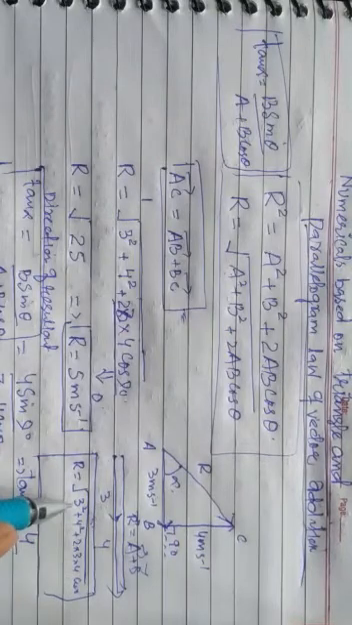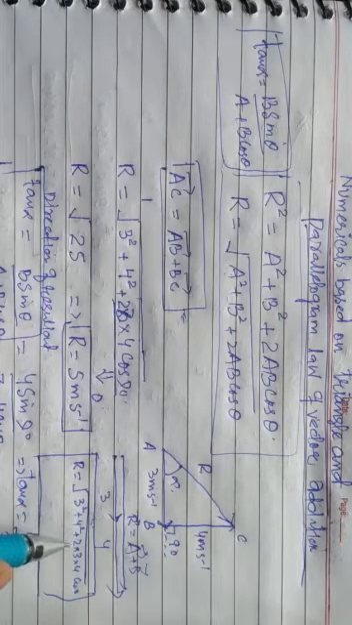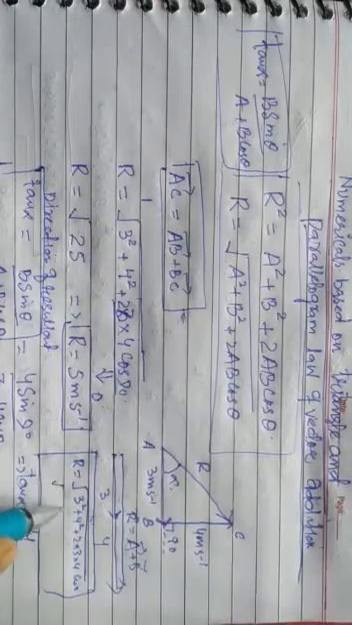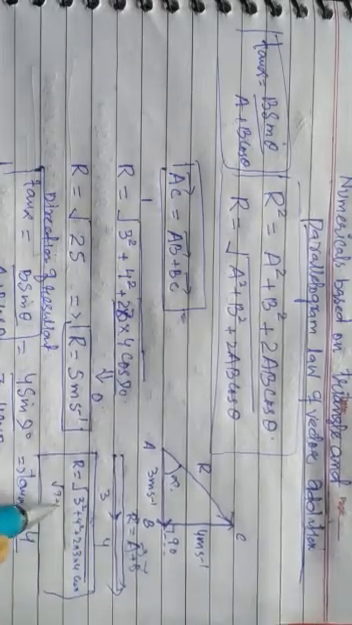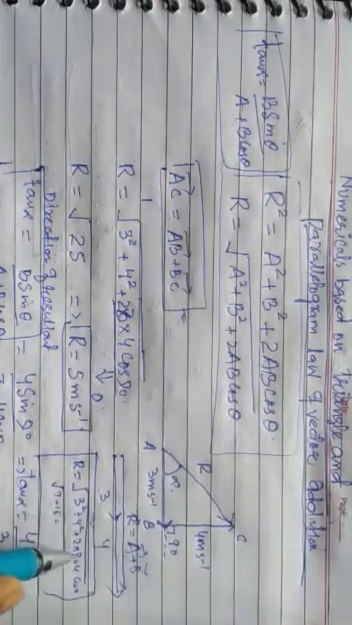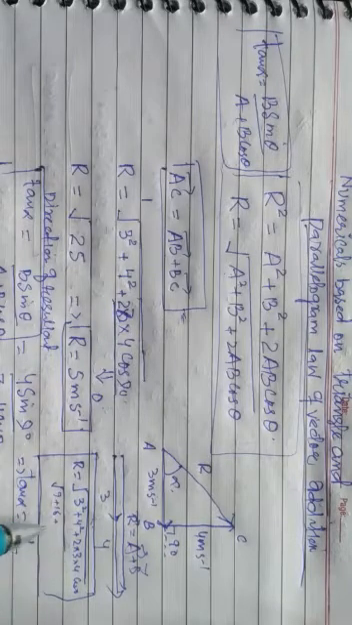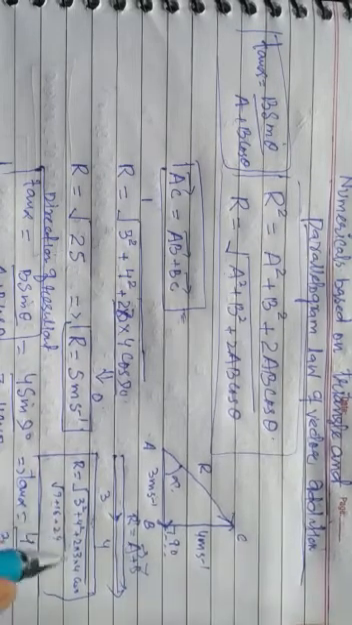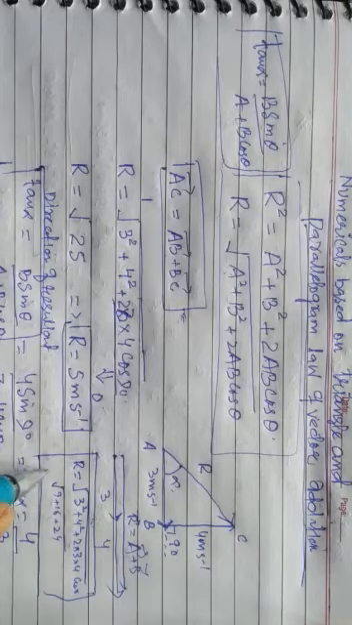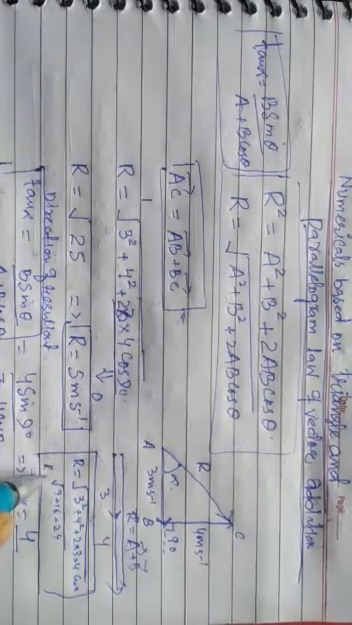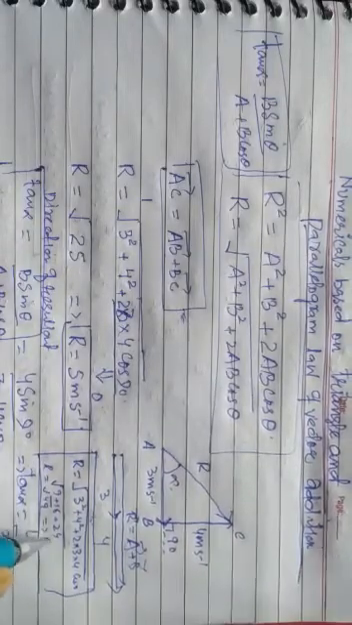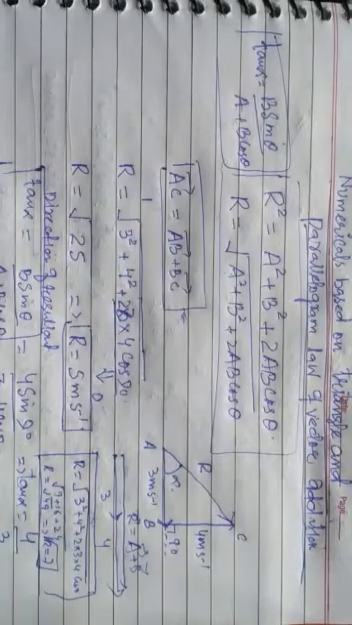Cos 0 is 1, so 3 square that is 9, 4 square that is 16. It will be under root of 9 plus 16 plus 2 into 3 into 4, that is 24, and the whole will be root of 49, which implies r is equal to 7, which is 4 plus 3, 7, because they are parallel.